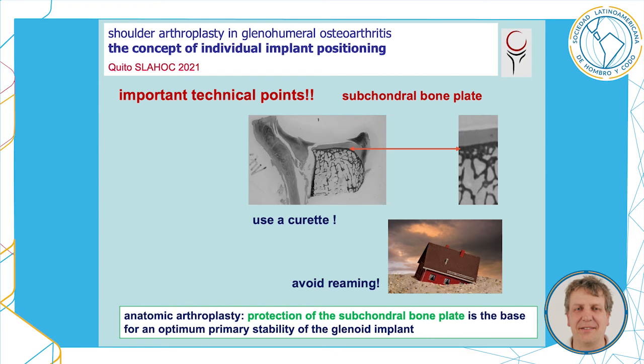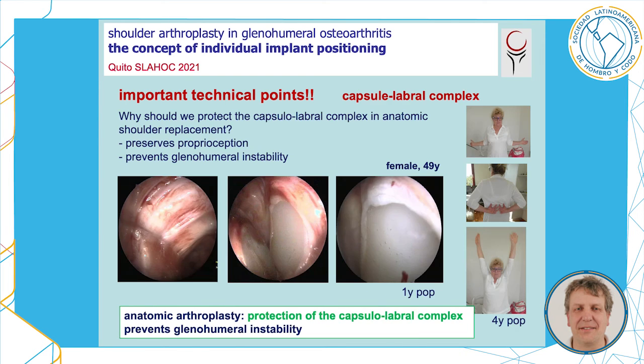There are two very important technical points. I think it's very important to protect the subchondral bone plate. For this reason, I'm using only a curette. I avoid reaming in any case. I don't use it. I think protection of the subchondral bone plate is the base for an optimum primary stability of the glenoid implantation. The second important technical point is to protect the capsulolabral complex in order to preserve at least parts of proprioception and to prevent glenohumeral instability.